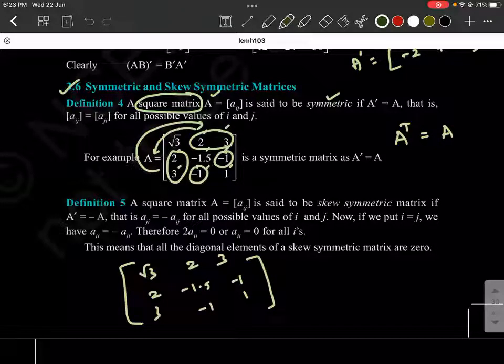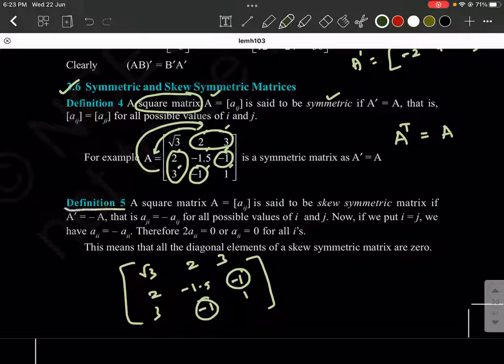So first write down the diagonal elements. Then interchange the first row and first column entries. Then interchange this one and this one. You will get the answer. Right? So that is a symmetric matrix.